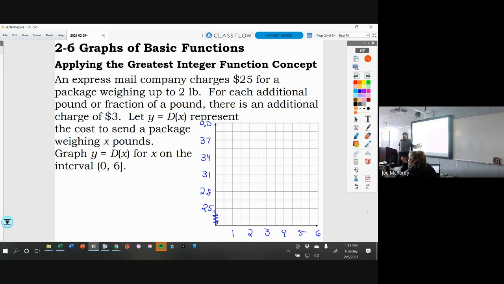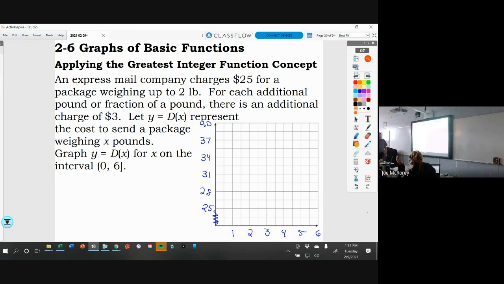Does that make sense? Would it be true that if I don't mail anything, it costs me nothing? Yes. But do I graph that point 0, 0? No, because that is not part of my domain. I have a specific domain that I'm graphing. I'm only graphing from just after 0 all the way to and including 6. Pay attention to your domain.